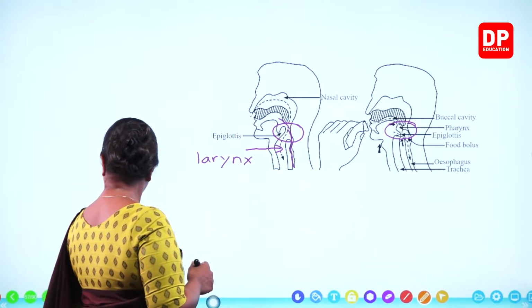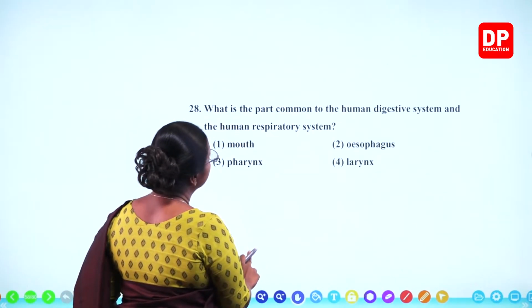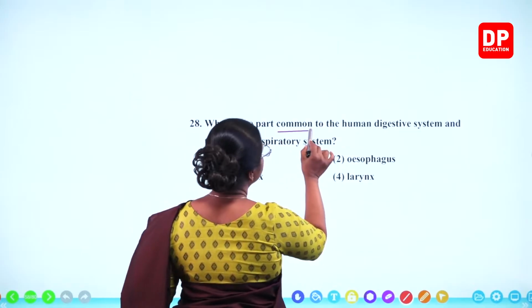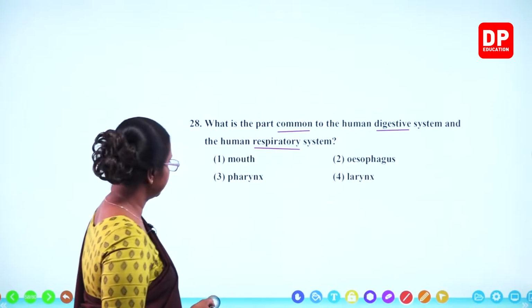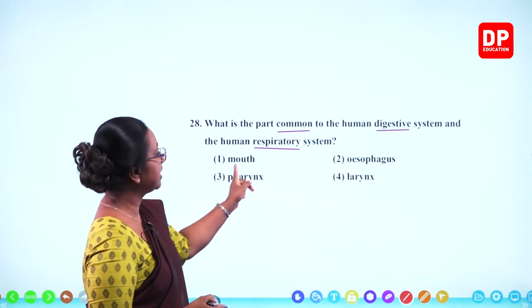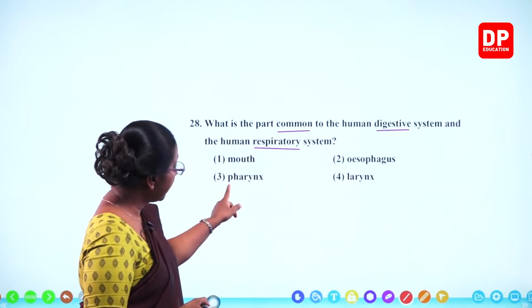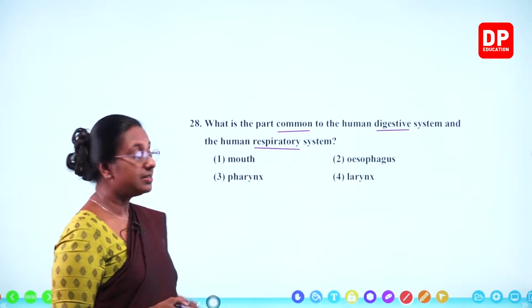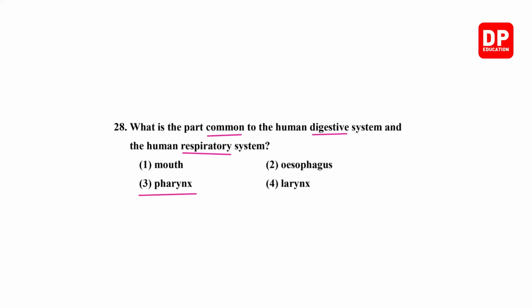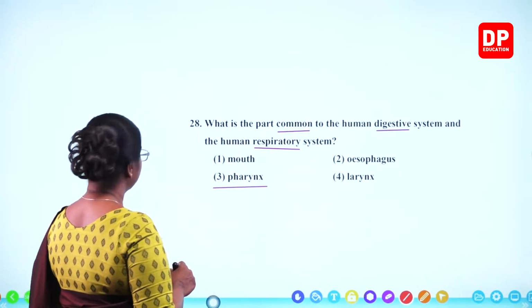So then, if we answer the question, what is the part common to the human digestive system and the human respiratory system? Mouth, esophagus, like I said, both of them belong to the digestive system. Pharynx is common, larynx belongs to the respiratory system. So the answer is pharynx. Is that clear, students? Then I'll move on to the next one.